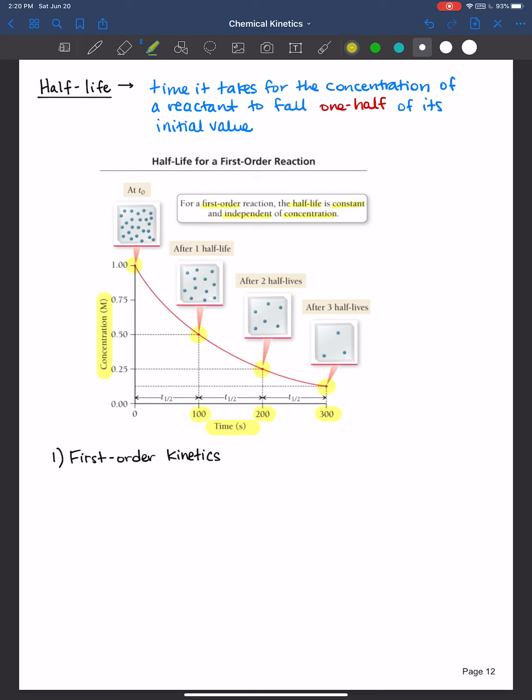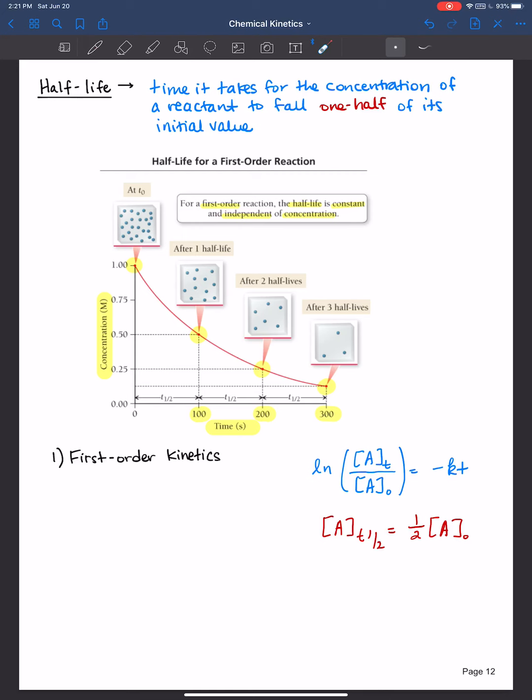So let's go ahead and discuss first order kinetics. Remember from the previous video, I taught you the integrated rate law. The integrated rate law for first order kinetics was the natural log of the concentration of the reactant at a specific point in time over the concentration initially is equal to negative kt. Now, if we're talking about half-life, we're saying that the concentration of our reactant after the half-life is equal to half the concentration initially.